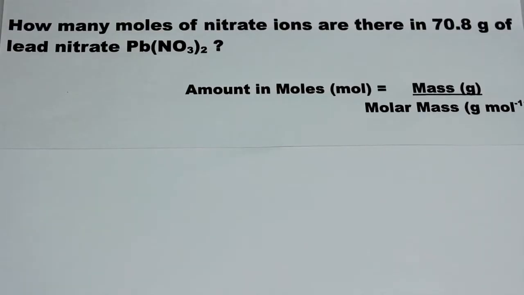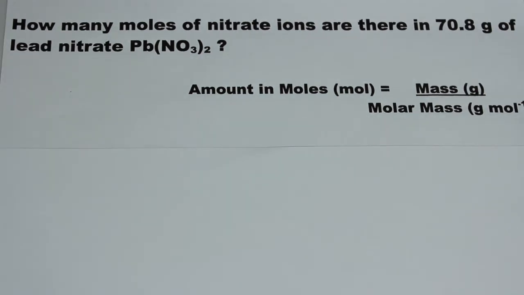Okay, let's have a look at another mole calculation. Only this time, instead of working out the number of moles of a compound present in a sample, we are asked to work out the number of moles of a particular ion present in a sample containing an ionic compound. Let's look at the question. How many moles of nitrate ions are there in 70.8 grams of lead nitrate?